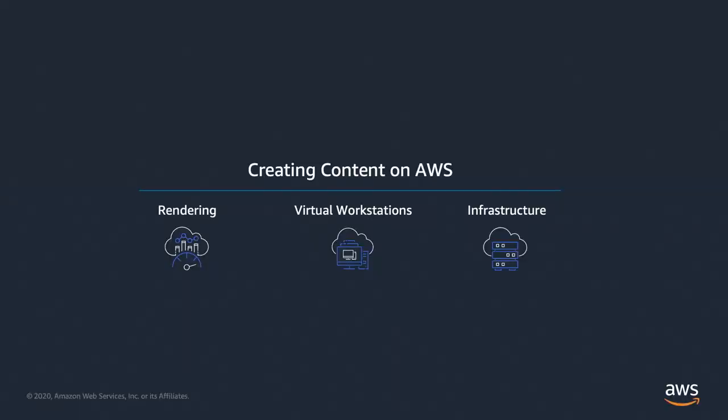So as you saw, some really awesome projects have been running on AWS, really across multiple fronts. And we talk about three in particular during this presentation. One is rendering, the second is virtual workstations, and the third is infrastructure. So I'll walk you through each one during this presentation. The first one is virtual workstations.